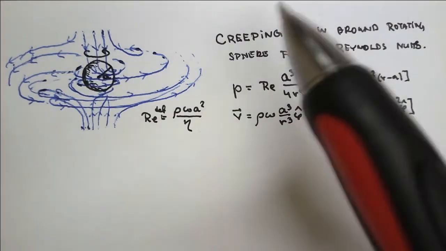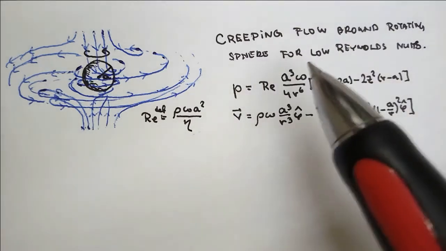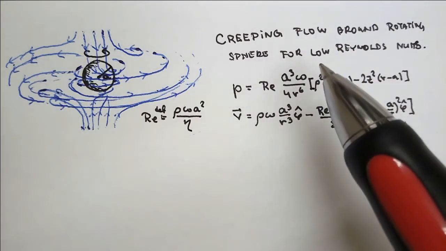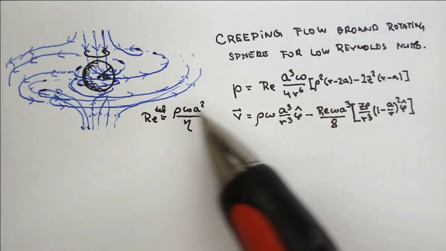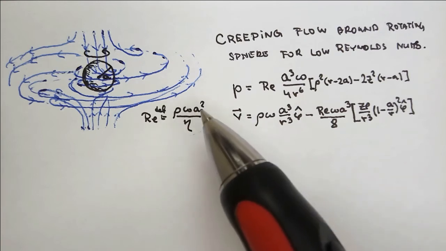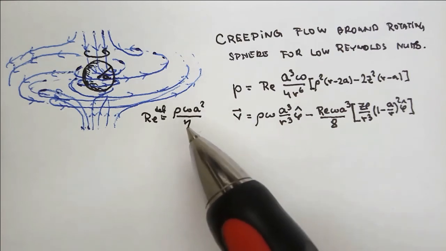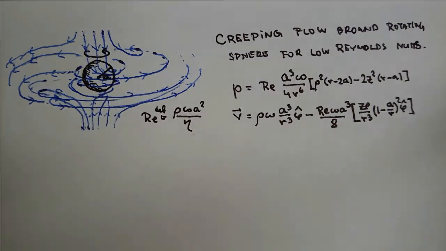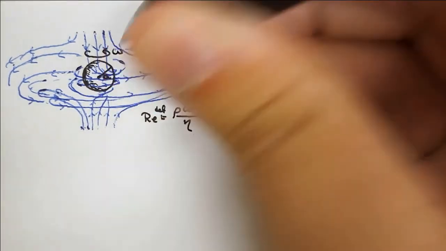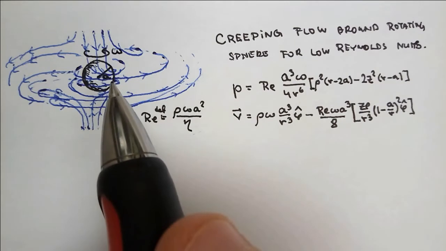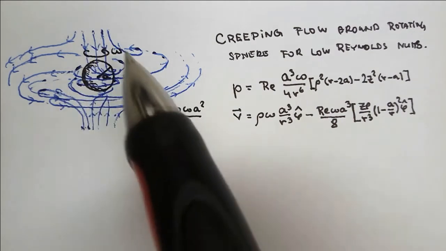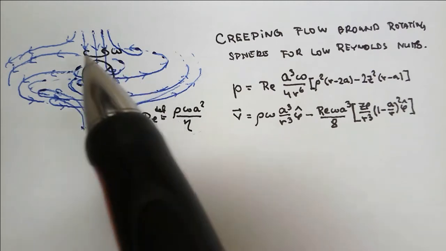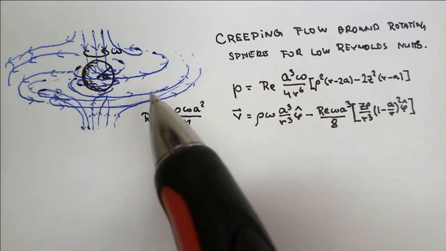Today I will be talking about creeping flow around a rotating sphere for low Reynolds numbers. Reynolds number is defined by density times characteristic velocity times the length, divided by eta. The sphere is submerged in a fluid and the sphere is rotating. Its radius is r, and when the sphere is rotating, the fluid is rotating with the sphere.